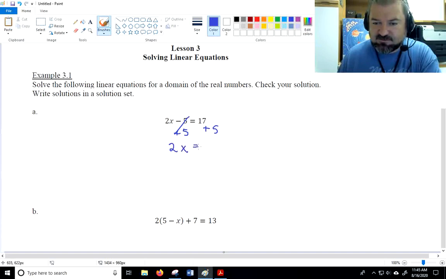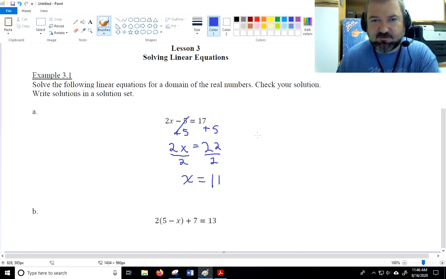So we get 2x is equal to 22. And then the inverse of 2 times is 1/2. The multiplicative inverse of 2 is 1/2. So I'm going to multiply both sides by 1/2, or in other words, divide by 2. And 2 divided by 2 is 1. And I still don't know what x is, but I know that x times 1 is x, no matter what x is. So I get x is equal to 11.